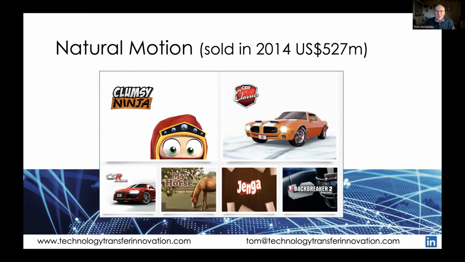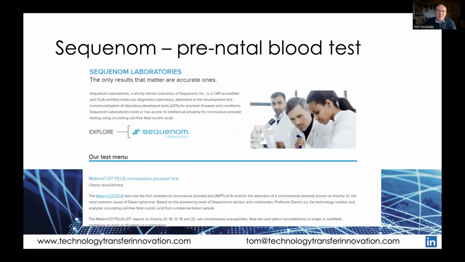And a final example, just to show you the range of activities. It's not always about setting up new spin-out companies. It also involves licensing to existing companies. So this was a prenatal blood test technology invented and developed at Oxford, then licensed out to Sequenom in the US. This is a blood test of the maternal blood that can give indications of the fetus. So that's a range of the sorts of projects that can come out of university research.